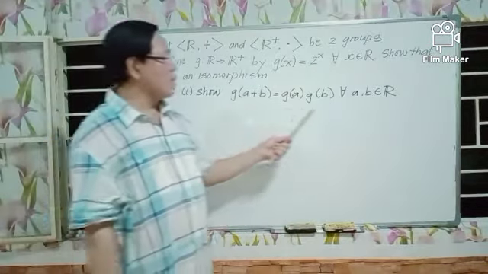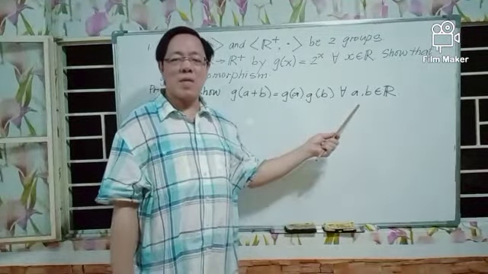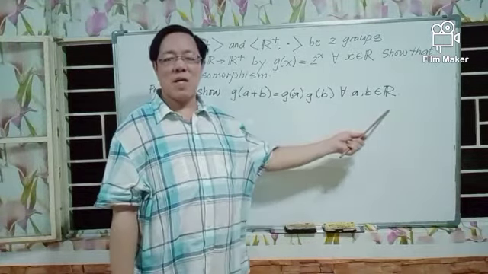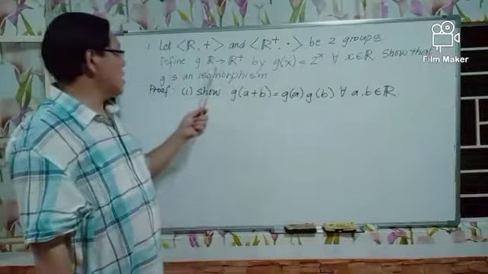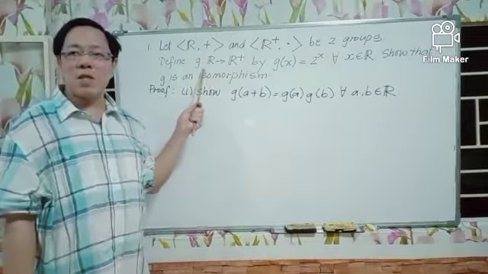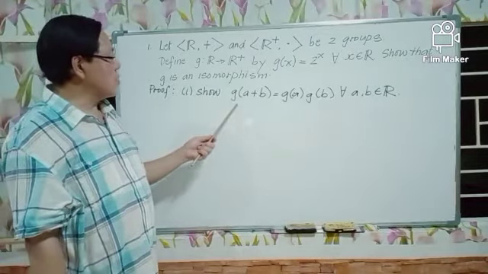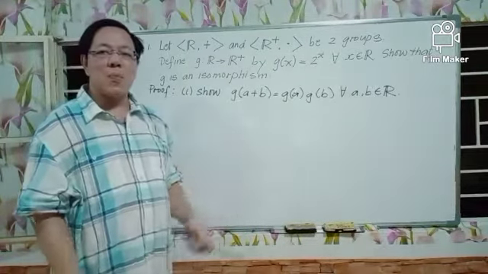And this equation must be true for any two real numbers a, b, elements of the set R. A and b are elements of the set R because R is the domain of the function g defined or given. And we start with g of a plus b.